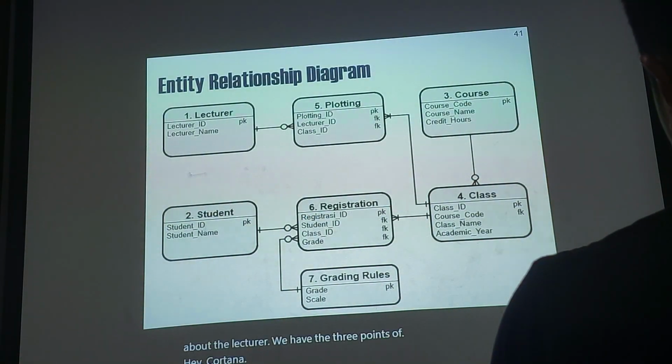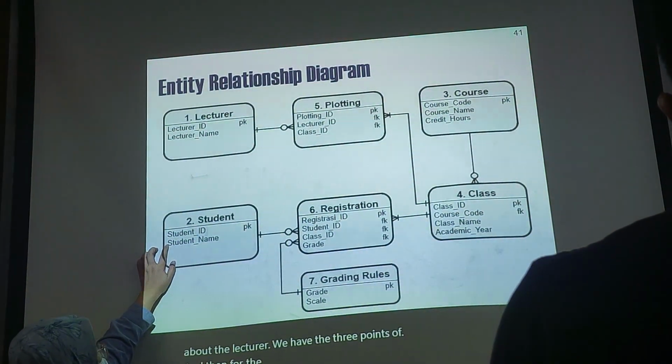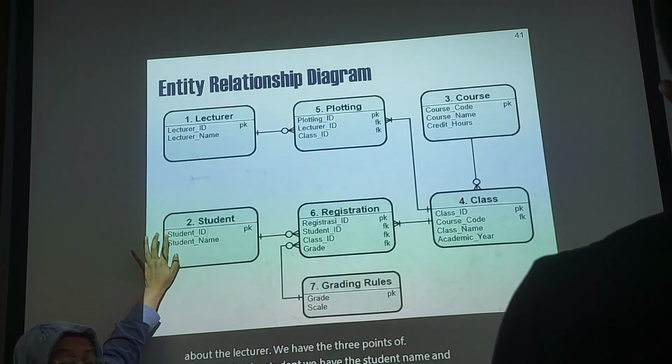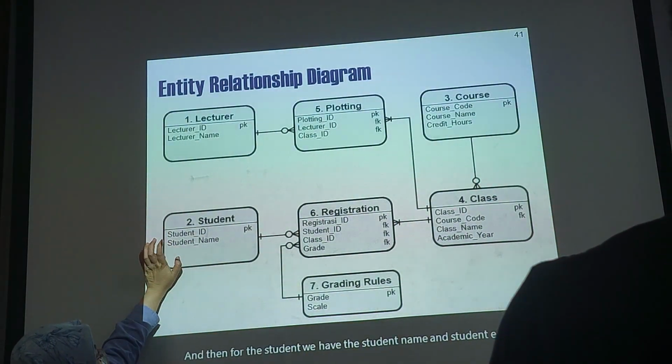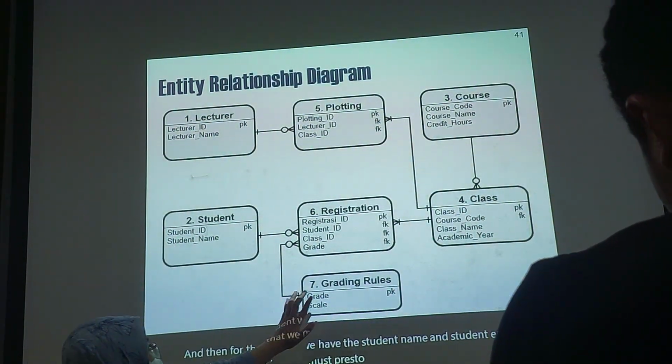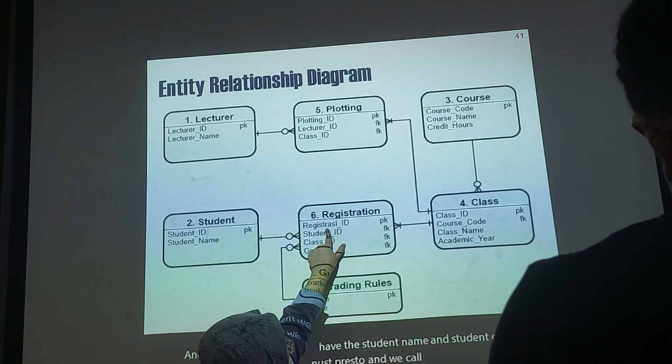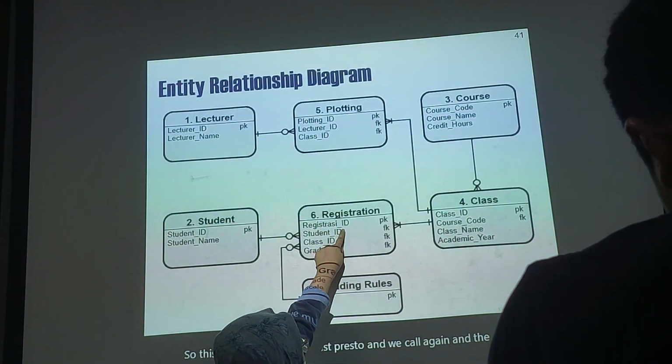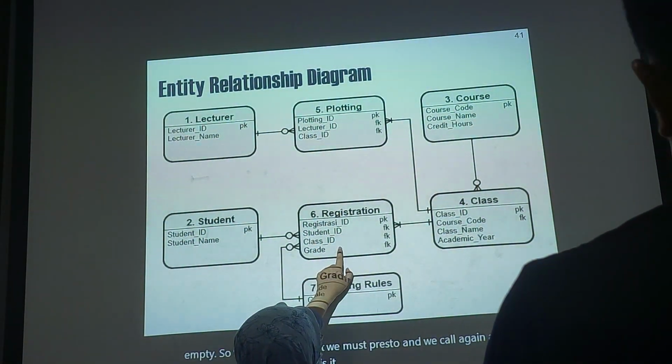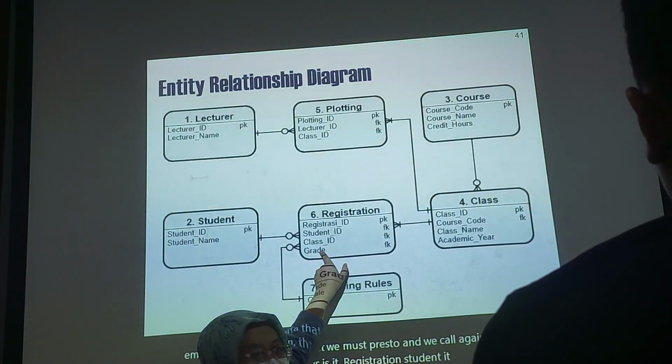And then for the student, we have student name and student ID. So this is the data that must be stored and collected. And then registration. This is ID registration, student ID, class ID and grade.